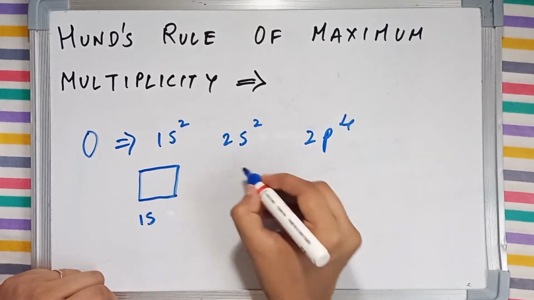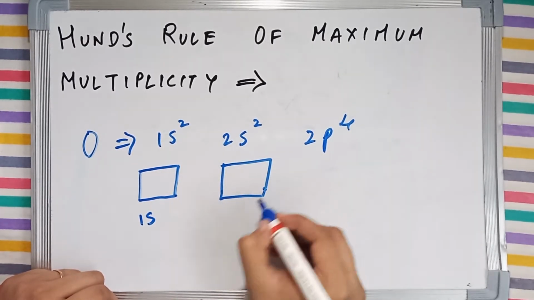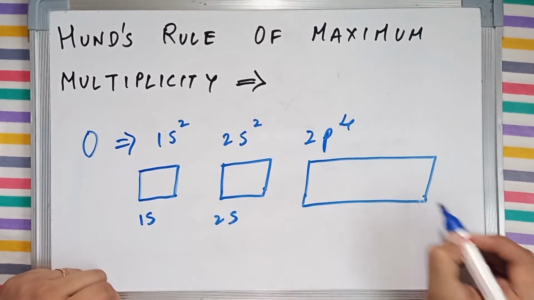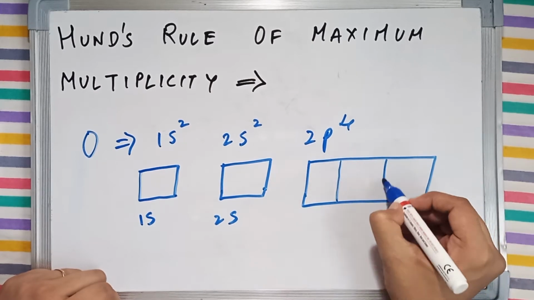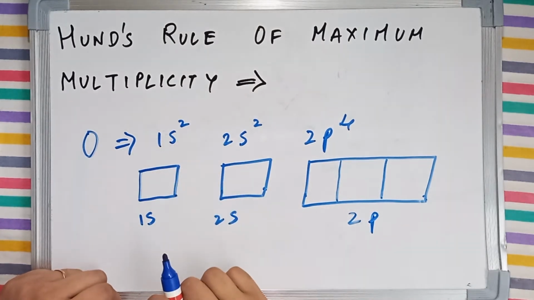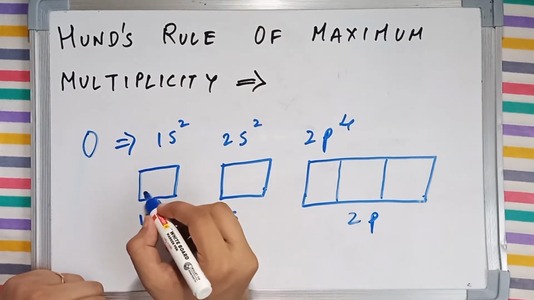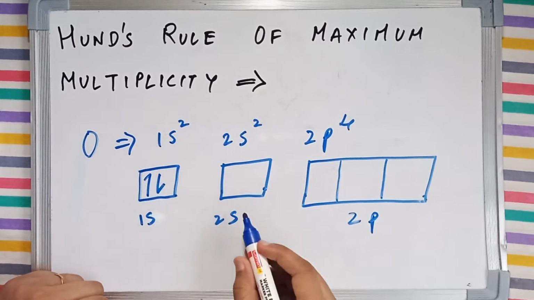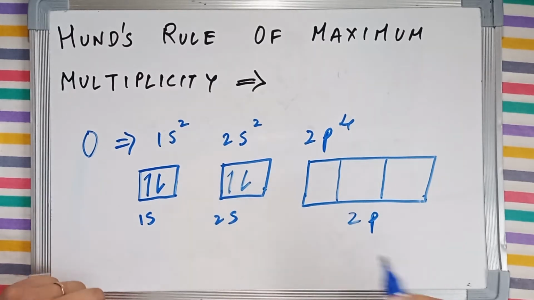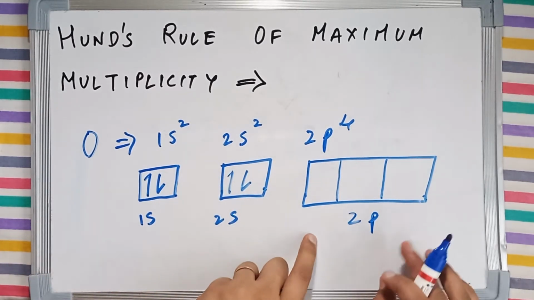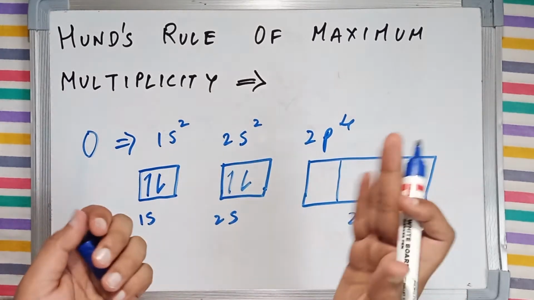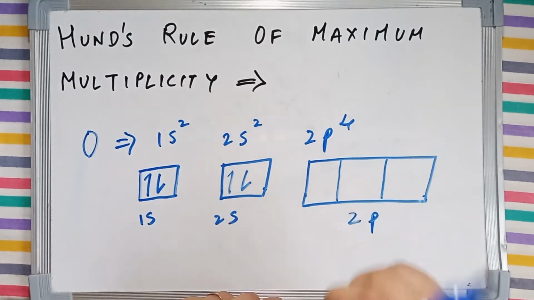This is the 1s, 2s. Now we are going to draw three orbitals of the p subshell, 2p. Now, 1s has 2 electrons, so we fill it like this. Similarly, 2s also has 2 electrons, so we fill it like this. Now coming to 2p, please pay attention. The rule states that pairing of electrons cannot occur until each orbital has one unpaired electron.